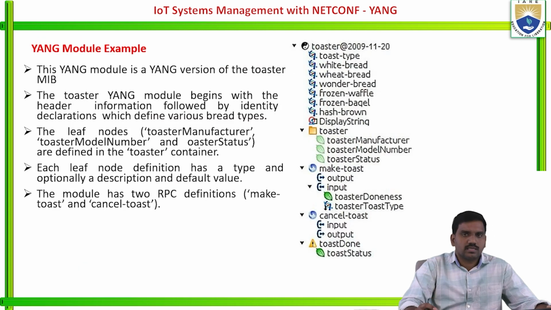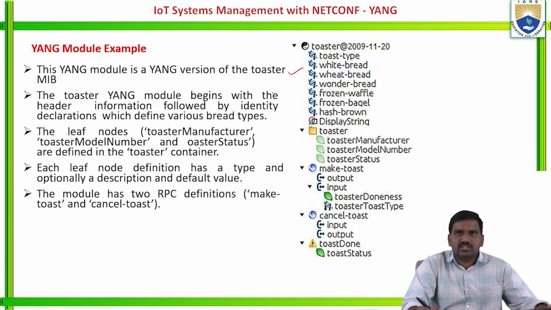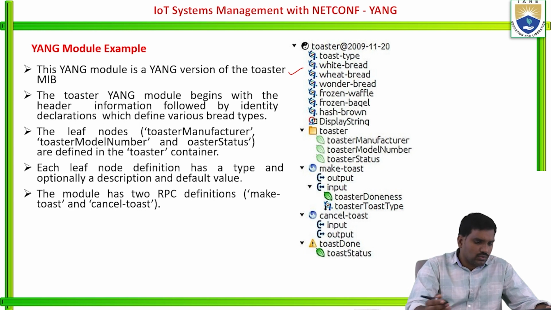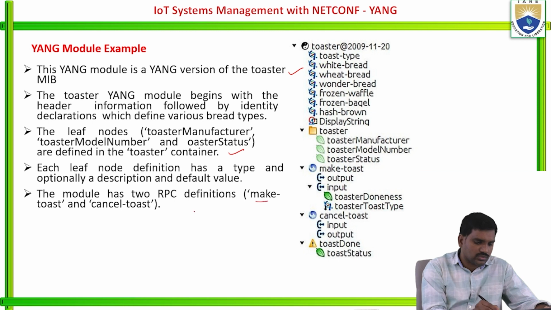So these are some points regarding the YANG module example. The YANG module is a YANG version of the toaster MIB. The toaster YANG module begins with the header information followed by identity declarations, which define various breed types. The leaf nodes are defined in the toaster container. Each leaf node definition has a type and optionally a description and default value. The module has two RPC definitions: make toast and cancel toast.